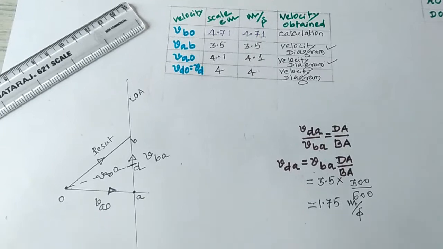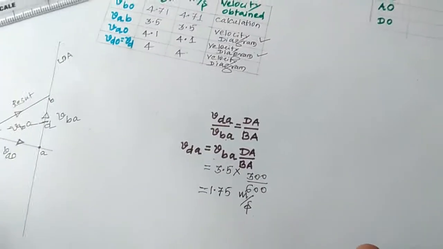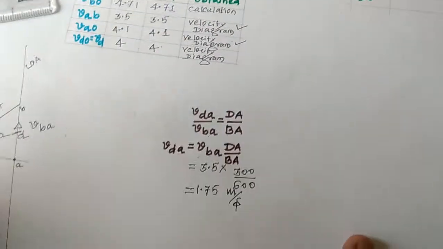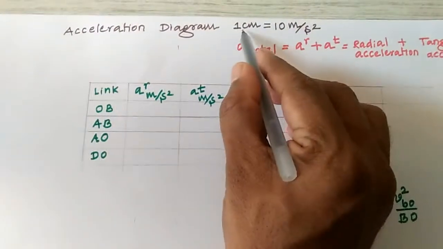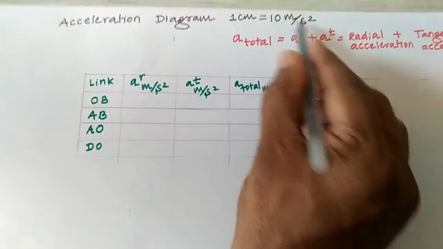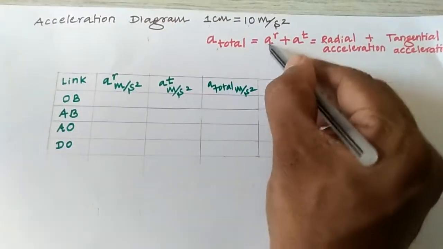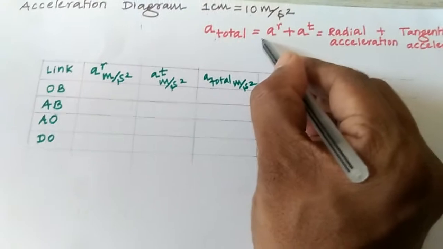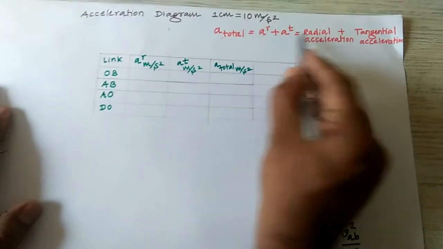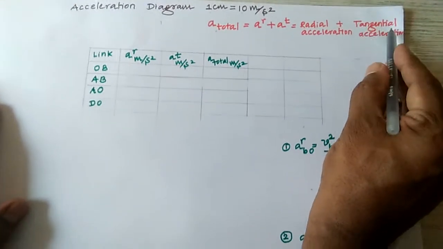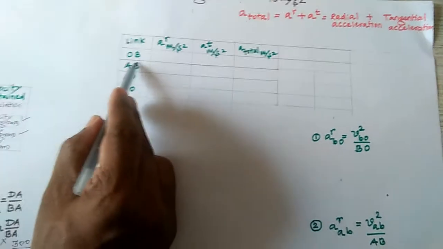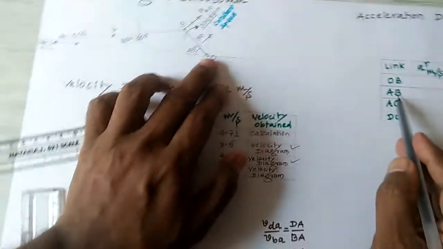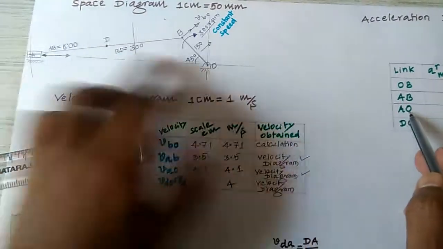Then I will come to the acceleration diagram. For the acceleration diagram, I have taken in the table 1 centimeter equal to 10 meter per second square. Everybody knows this; I have explained it in theory also previously. A total equals A radial plus A tangential. I have written radial acceleration plus tangential acceleration. Then I have written the links: the OB link, AB link, and AO link.